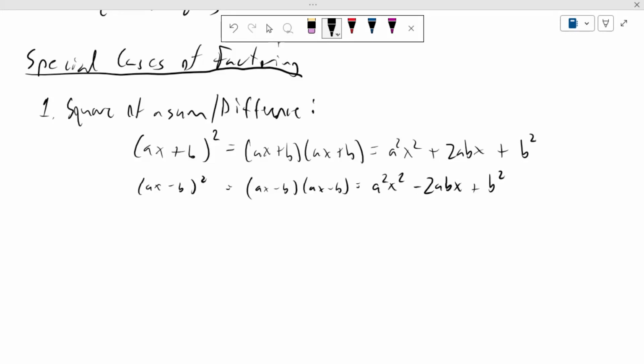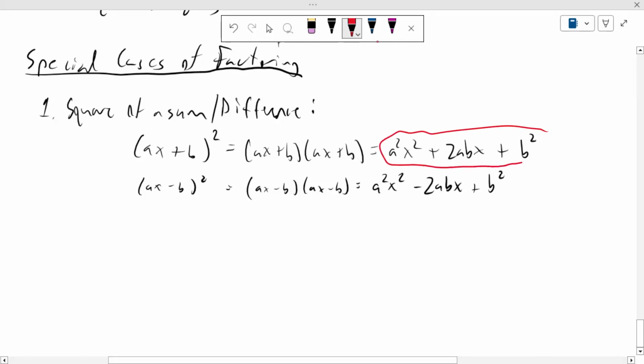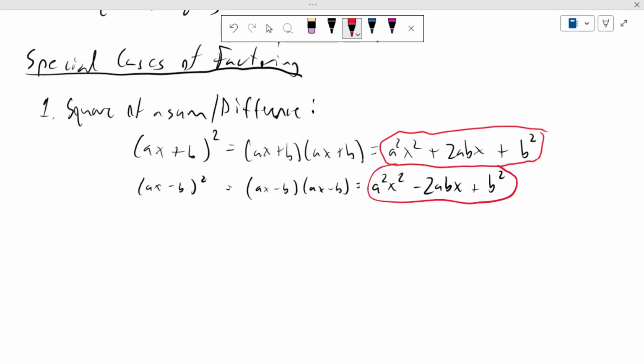So basically, if you see a quadratic equation where the left-hand side looks like this, it looks pretty messy, really. But if you did notice it had this form, then you could factor it this way. It's just ax plus b quantity squared. Same thing with this one. If you notice that your left-hand side looked like this, then you could factor it in this way.